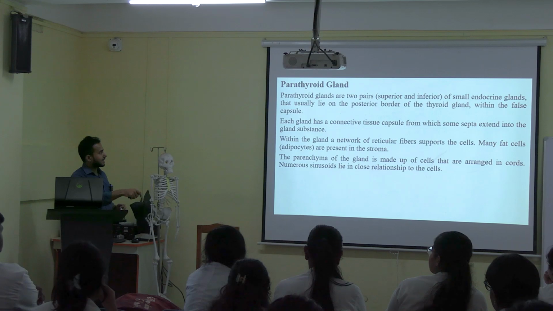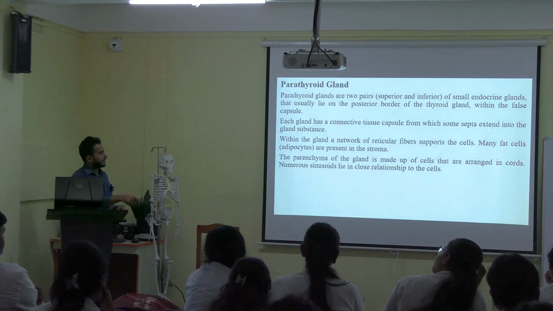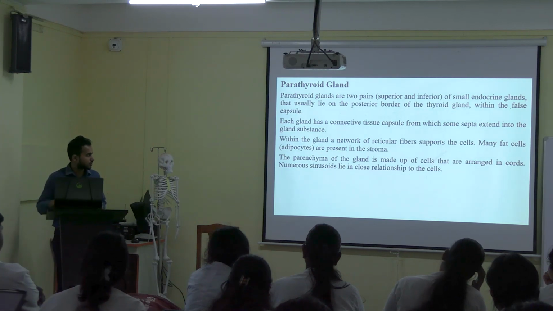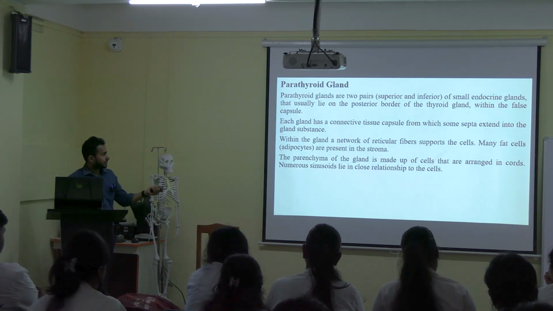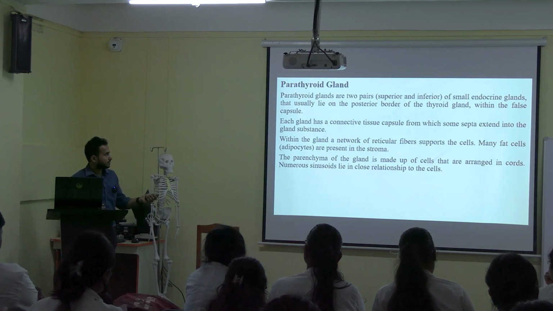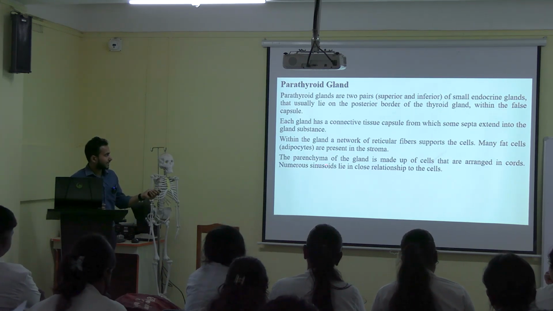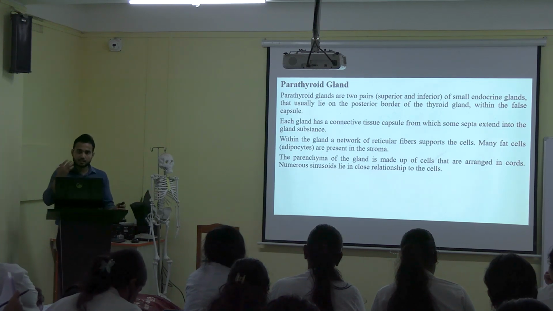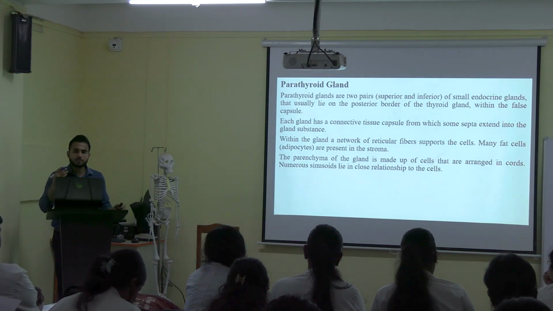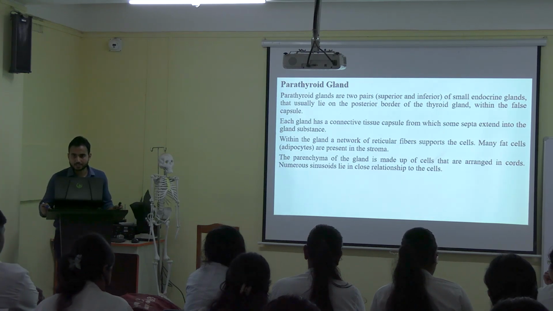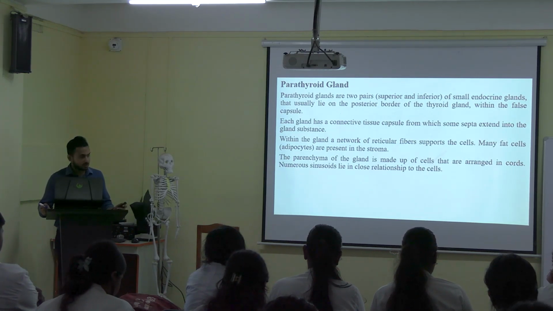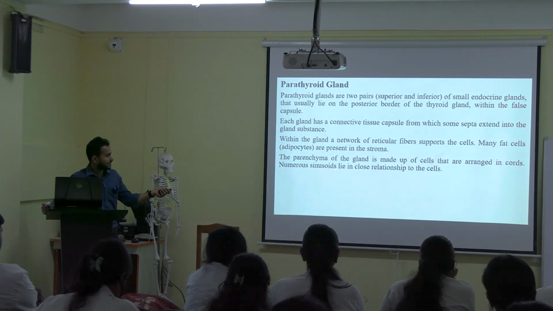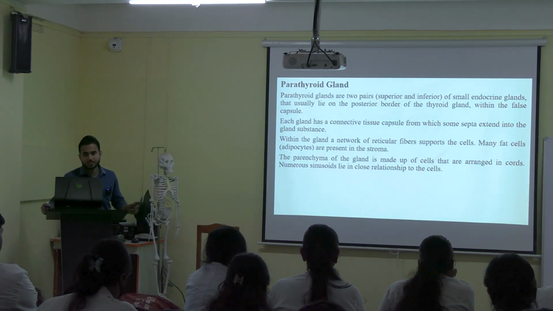Each gland has a connective tissue capsule from which septa will extend into the substance of the gland and divide it into incomplete lobules. Within the gland, a network of reticular fibers is there, supporting the cells. The parenchyma of the gland is made up of cells arranged in the form of cords, and sinusoids are situated in close relationship to the cells.